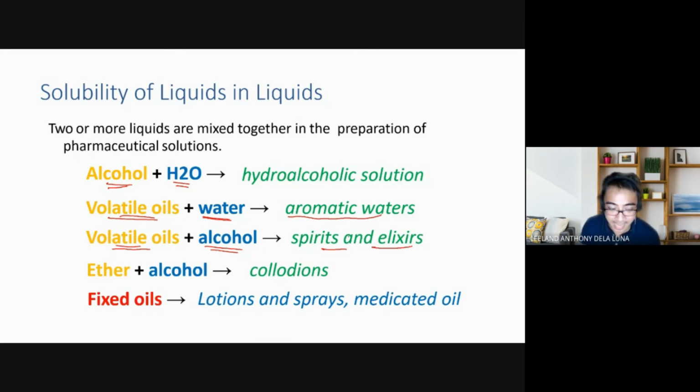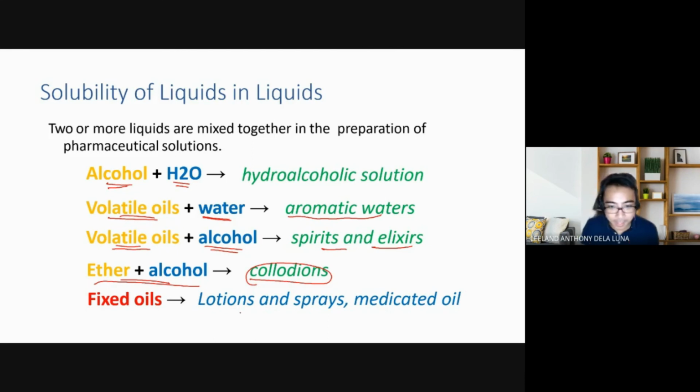Ether, on the other hand, class, okay, medyo nasa lower spectrum na siya ng water solubility. So therefore, gagamit na tayo ng alcohol. Kasi ether, class, does not mix with water. So you know, mahirap i-mix yan. Not unless you combine alcohol and water. Okay, gagawa ka ng co-solvent. Pwede ngayon mag-mix si ether doon. Pero class, ether and alcohol are soluble with each other. Okay, and if you combine ether and alcohol, you create what we call a collodion.